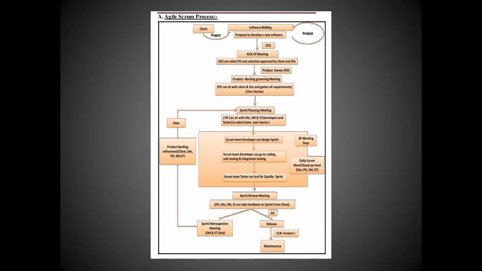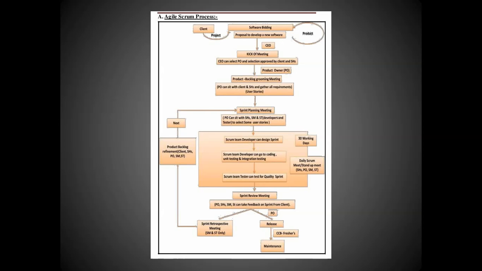After completion of that, they conduct one more meeting, called the product backlog refinement meeting. In that meeting, the clients, stakeholders, PO, Scrum Master and Scrum team take part. Then again comes the sprint planning meeting, where they take some of the user stories, prepare their designs and release the sprint to the testers. They test it and release it again. Like this the cycle keeps going on.